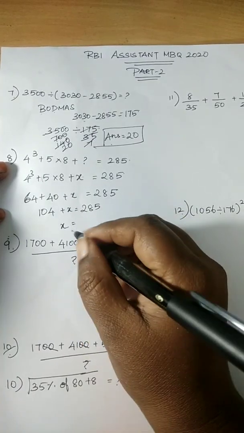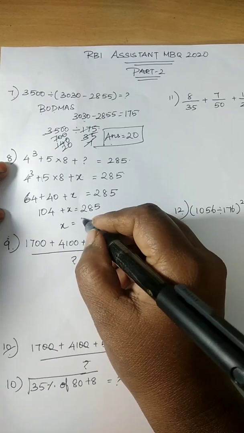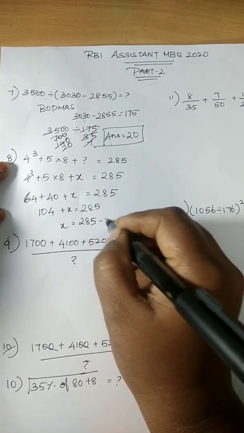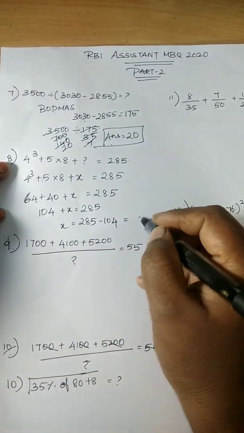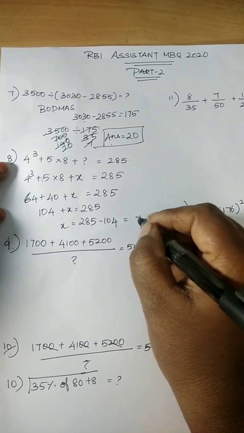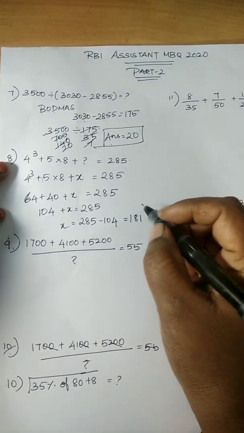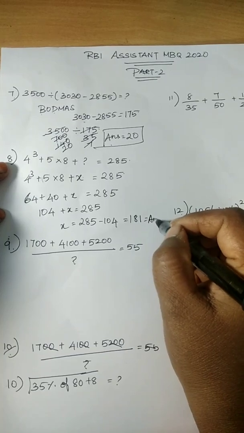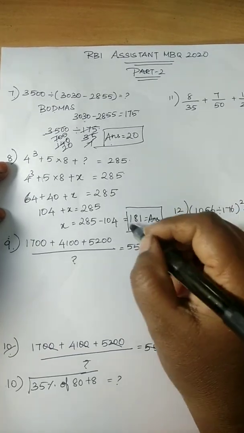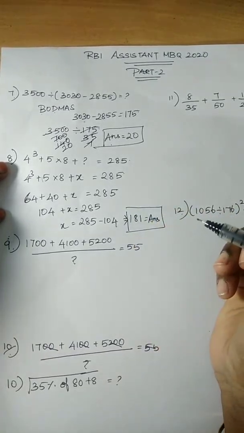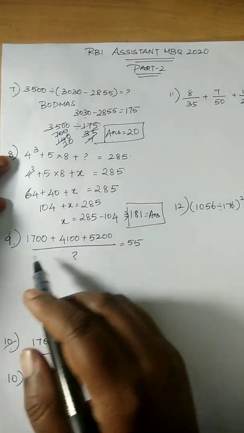Therefore, x is equal to 285 minus 104, which is 181. So the answer is 181. Okay, answer is 181. And then the 9th question.